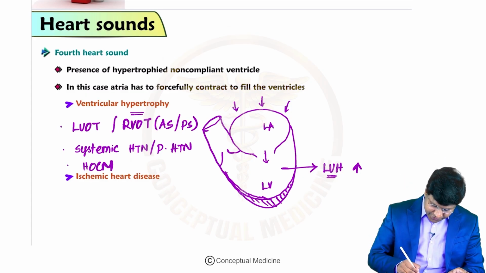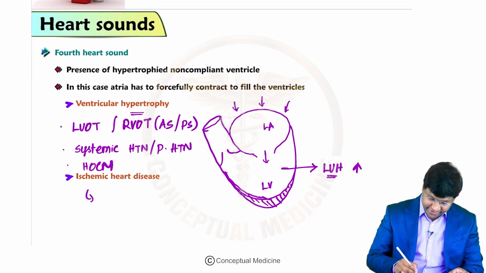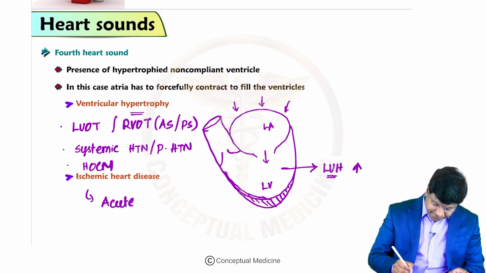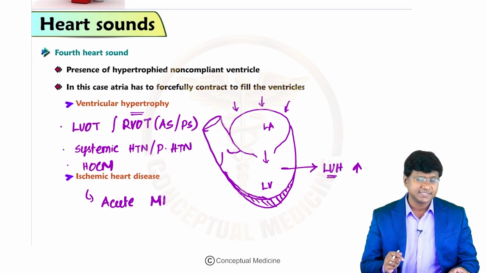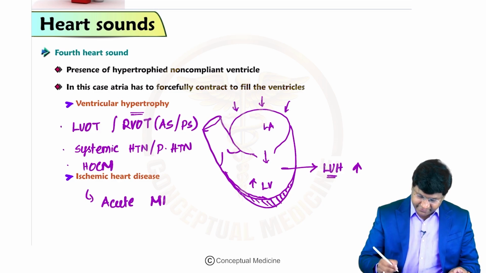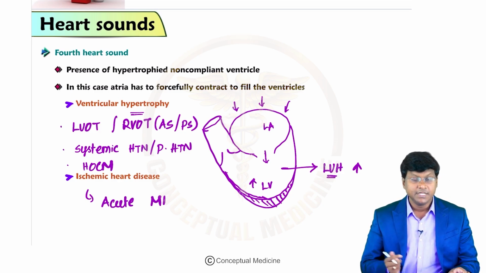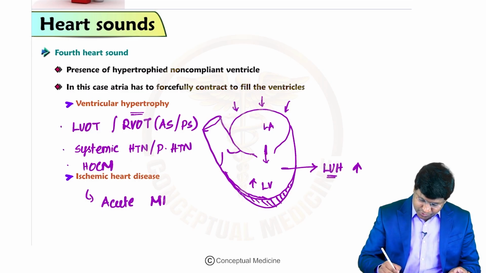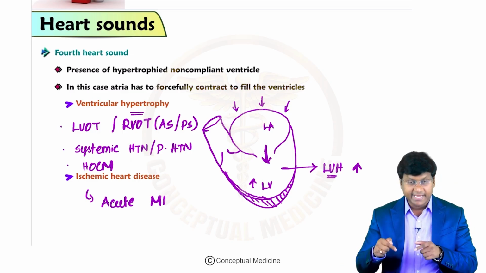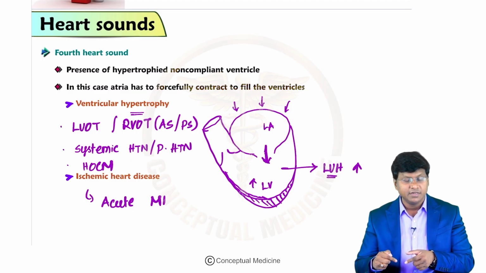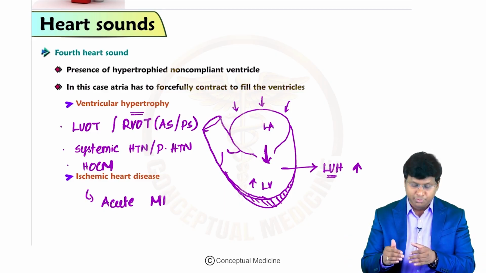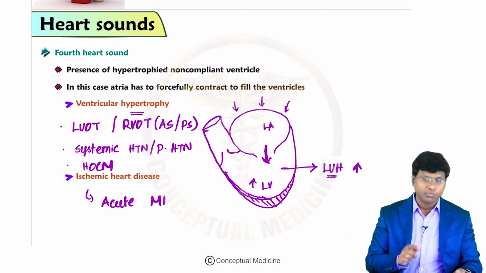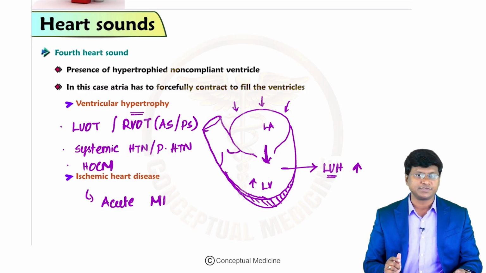Next, in patients with ischemic heart disease like acute myocardial infarction, what will happen? There will be a systolic dysfunction. Once there is systolic dysfunction, the LV end systolic volume increases, so the quantity of blood in the ventricle increases at the end of systole. After the systole, the ventricle has to receive the blood from the atria, which is sending blood into a ventricle that already has blood. In such a case, the atria have to contract very strongly to push the blood into the ventricle. Once there is a stronger atrial contraction, you have the presence of S4.